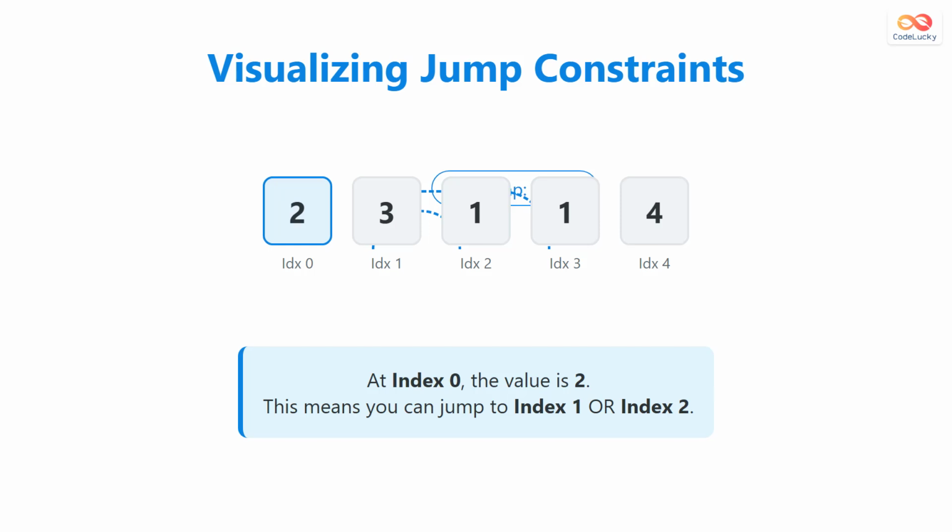Let's visualize what the numbers mean. At index 0, we have the value 2. This means from here, we can jump to index 1 or index 2. We cannot go further than that. Every value simply defines a window of reachable indices.